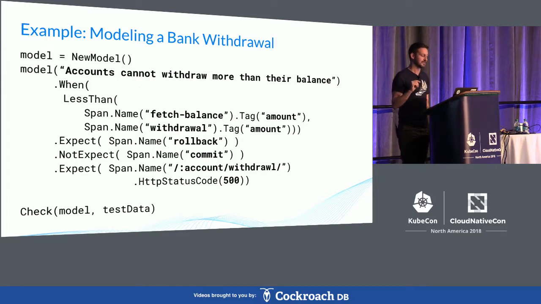But the basic idea is, in this particular case, we're going to create a model. We're going to create a particular example in this model, which is accounts cannot withdraw more than their balance. So we're going to say when you see a span called fetch balance, and it has a tag called amount, and that tag is less than the amount tag on the withdrawal span, then you expect to see a rollback. And you do not expect to see a commit. And you also expect to see an API level span, account withdrawal, and that should have a status code of 500. So that's what we're defining to be the behavior for when you try to overwithdraw your account in this particular bank. And then we're going to check that model against some test data.